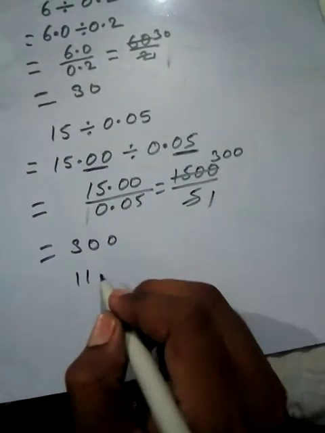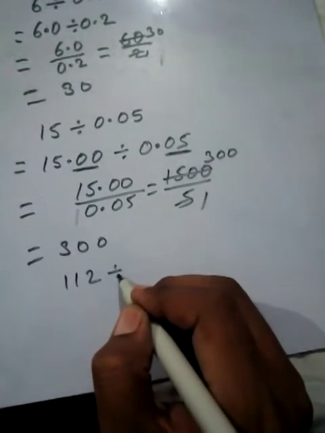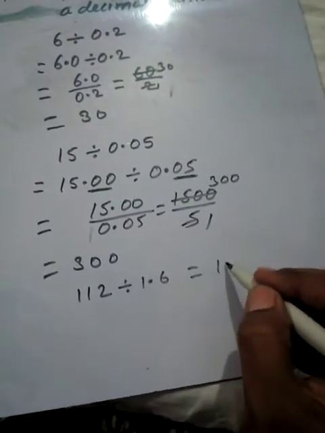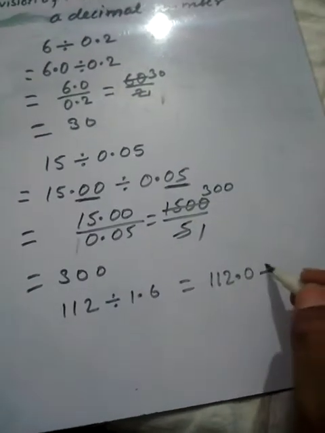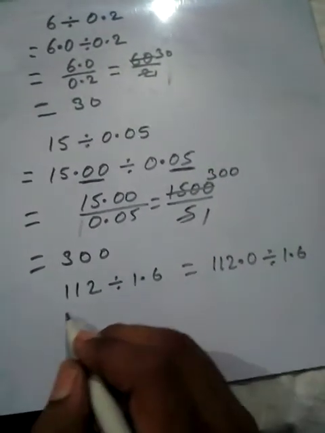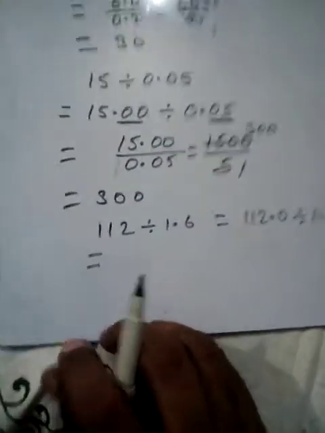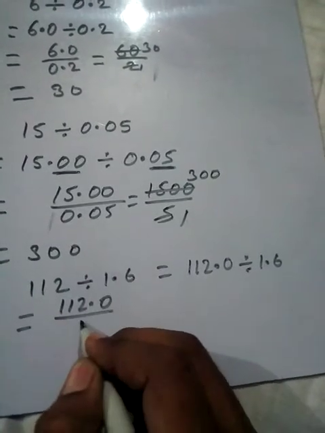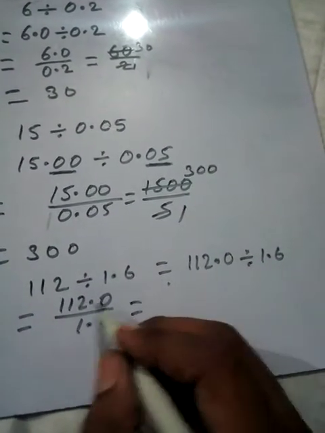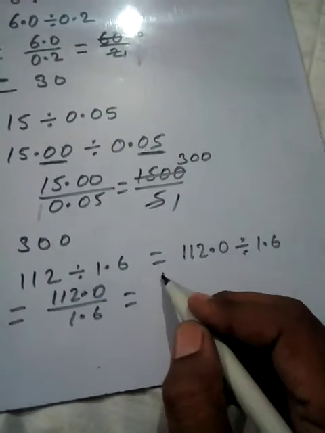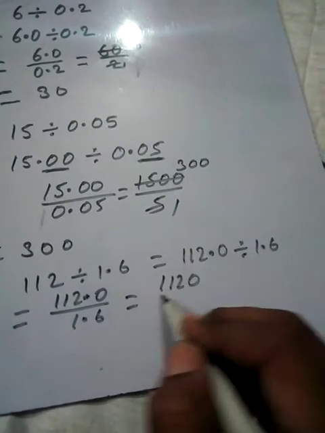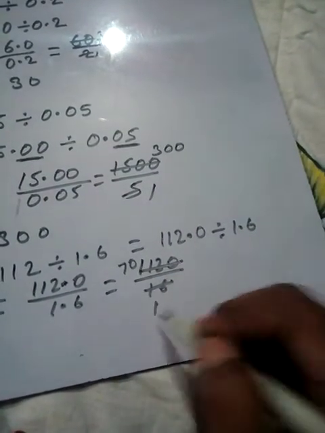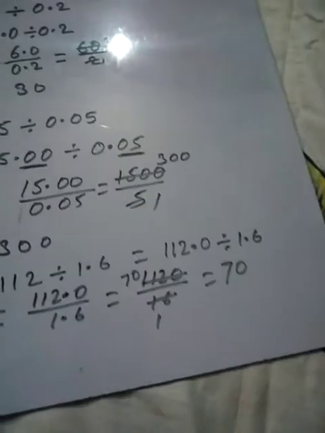If you divide 112 by 1.6, then you can write 112.0 divided by 1.6, and this can be written as 112.0 by 1.6, and now the decimals can be removed: 1120 by 16. 16 sevens are 112, so it will be 70 by 1, that is 70.